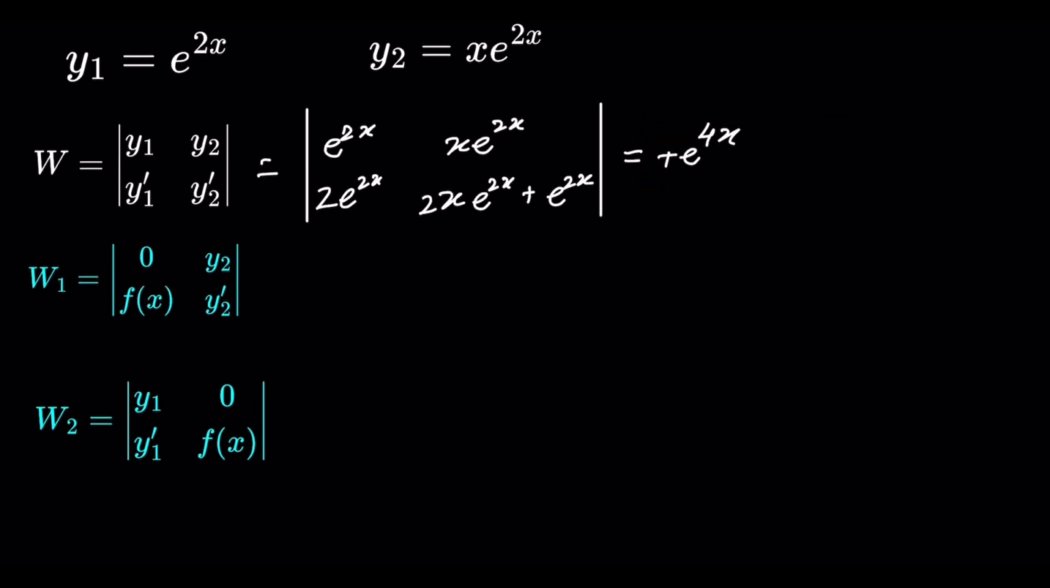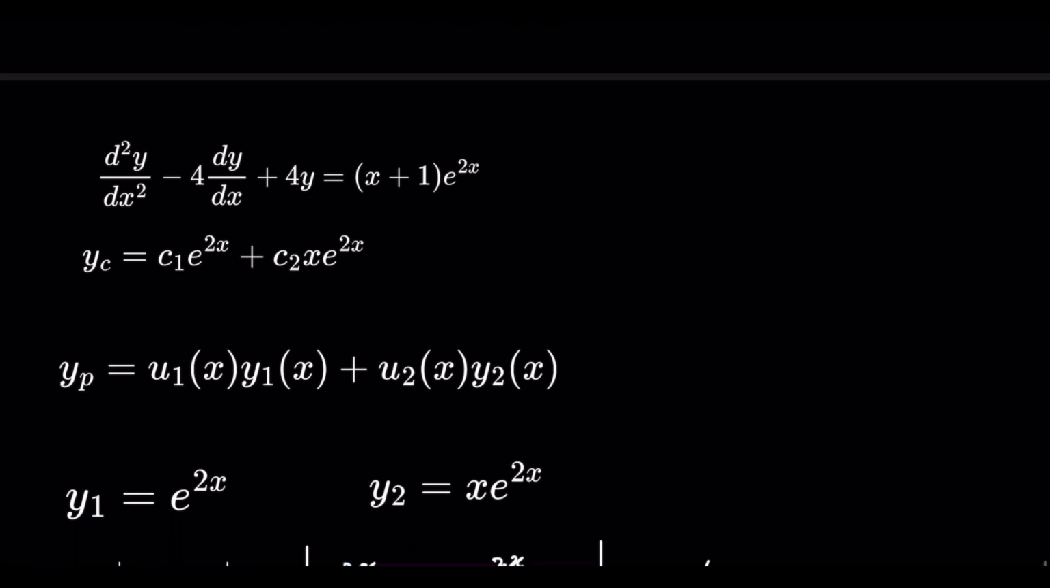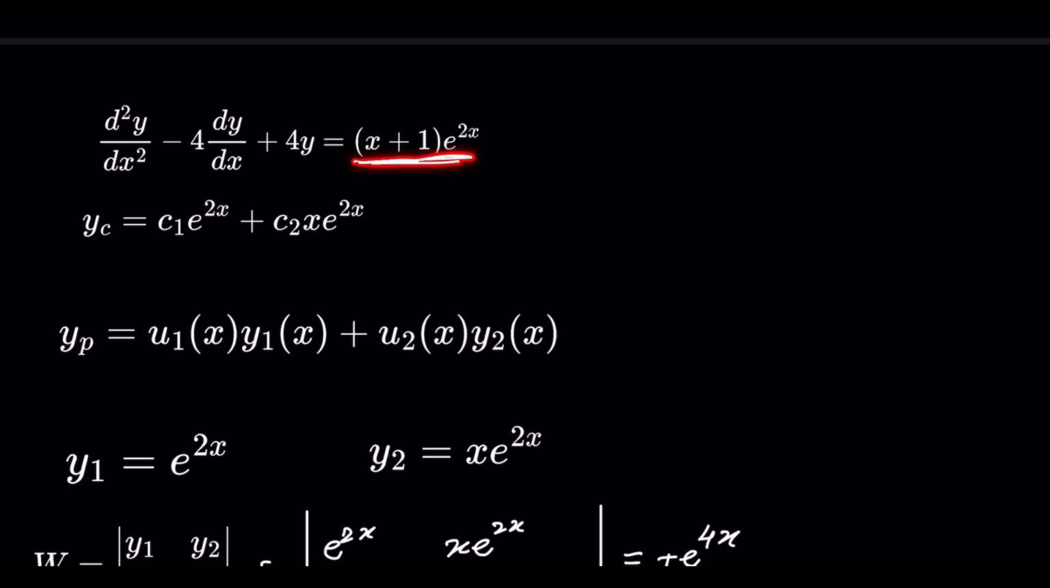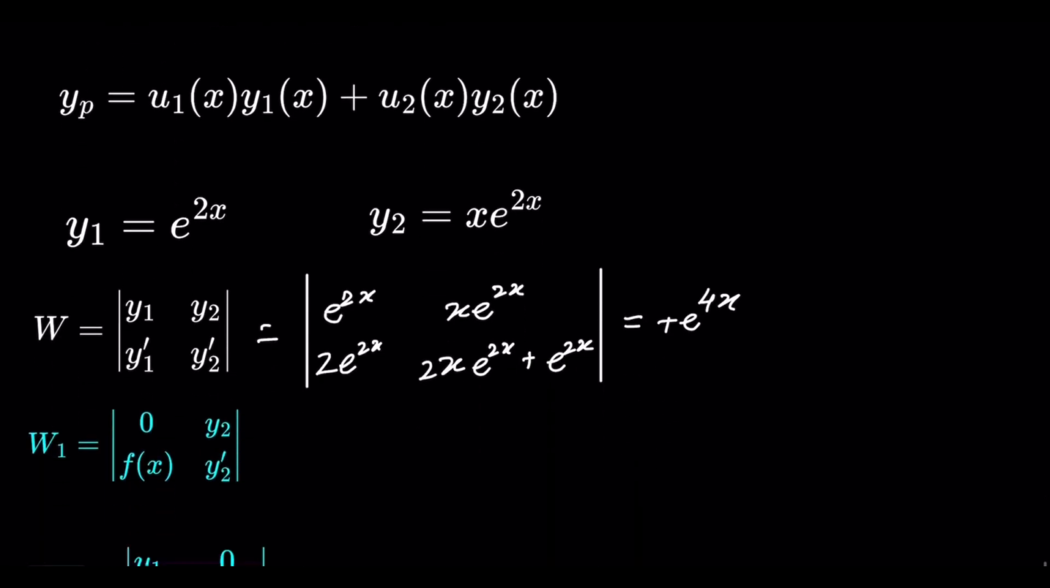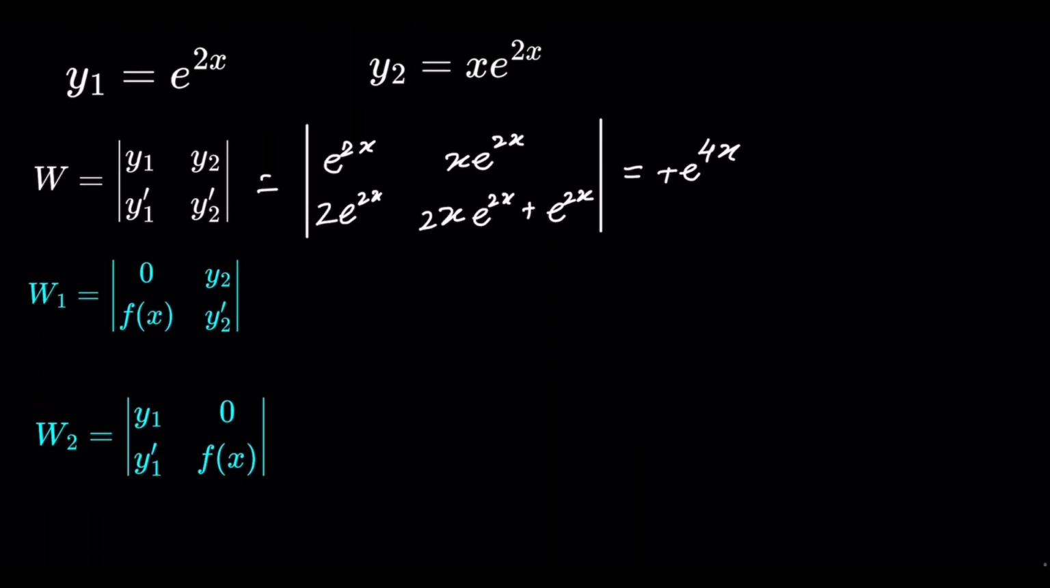Now to find the value of w1, we are going to be replacing its first column with 0 and f of x, where f of x is the right-hand side of this non-homogeneous differential equation. This one. So the value of f of x is going to be x plus 1 times e power 2x. Let's substitute this value here, and let's find its determinant as well.